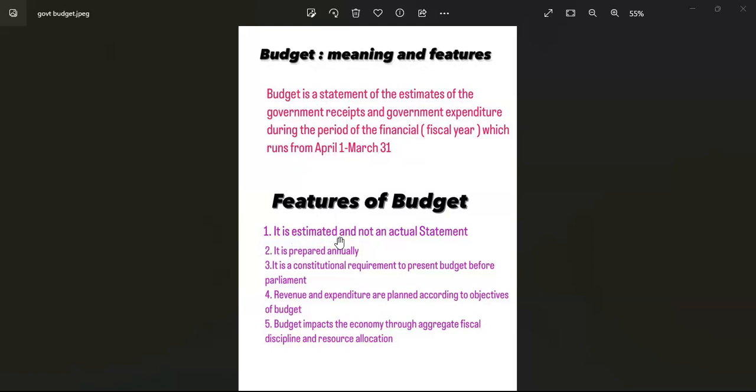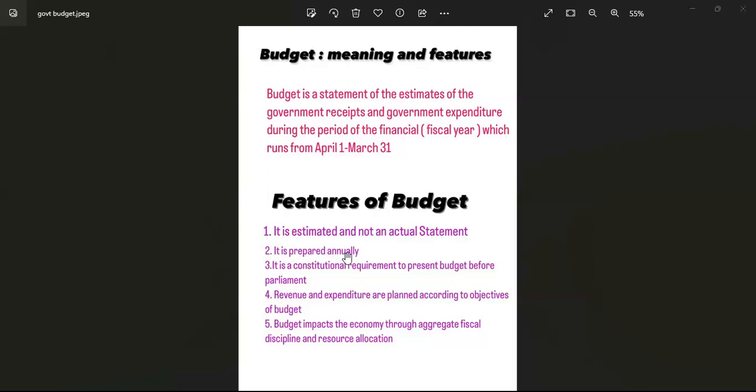Features of budget: it is estimated and not an actual statement. It is prepared annually. It is a constitutional requirement to present the budget before parliament. Revenue and expenditure are planned according to the objective of the budget. Then budget impacts the economy through aggregate fiscal discipline and resource allocation. One by one, let's understand this. First of all, it is estimated and not actual. For example, if I said I'll spend 4,000 rupees on my birthday party, it's not the actual; it's basically the estimation that I'll spend around this.